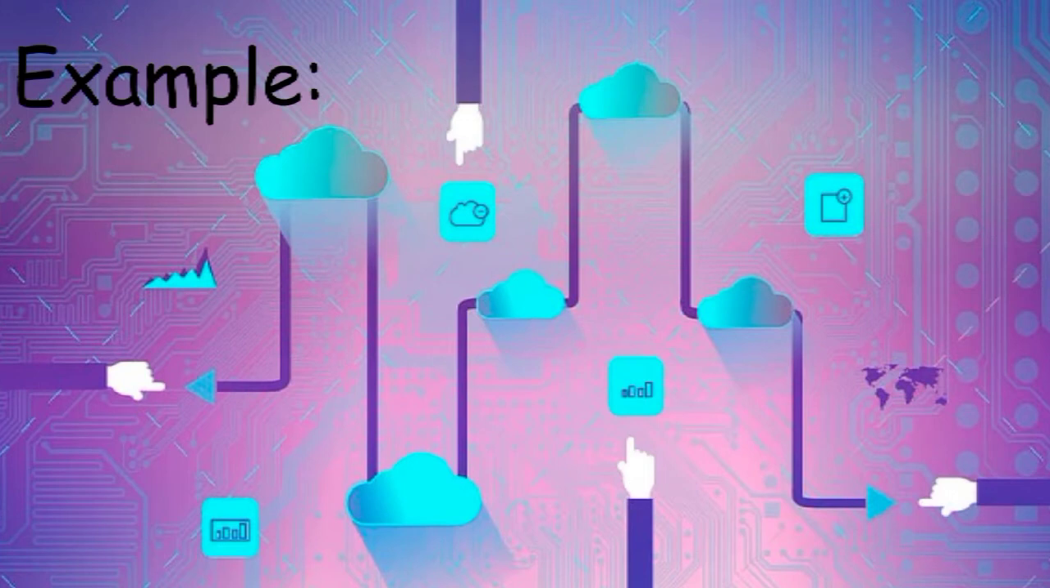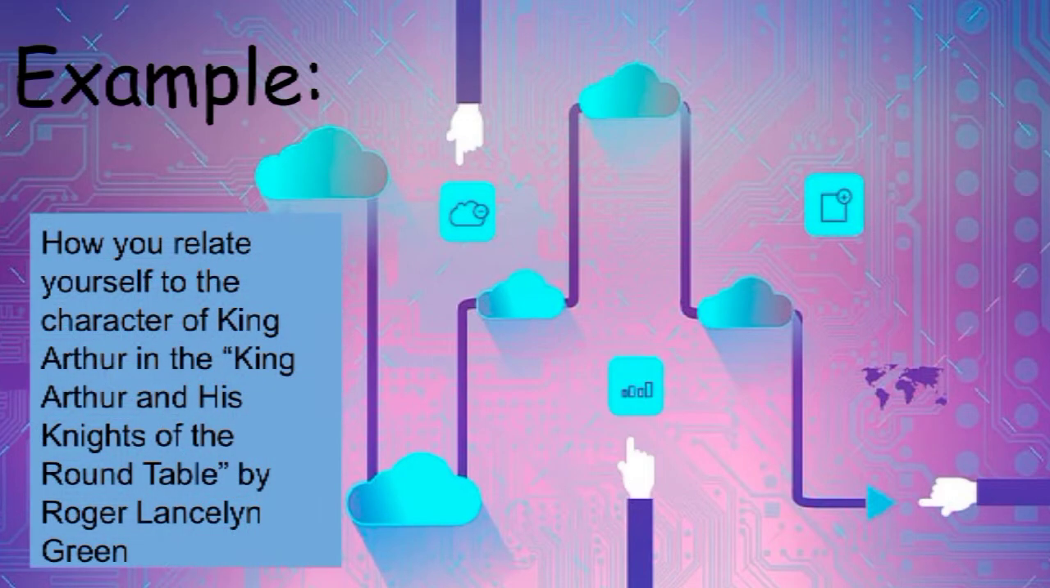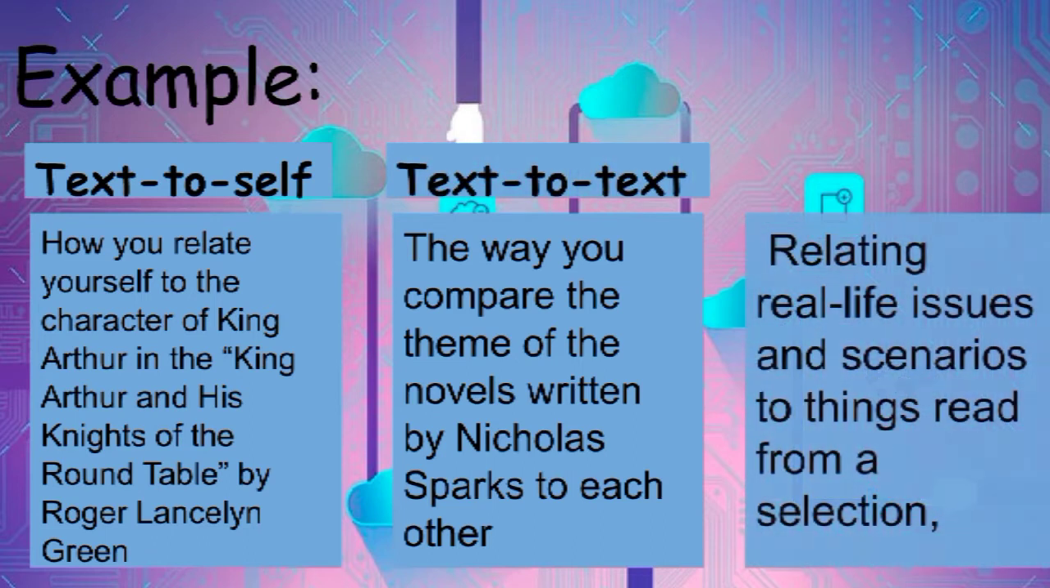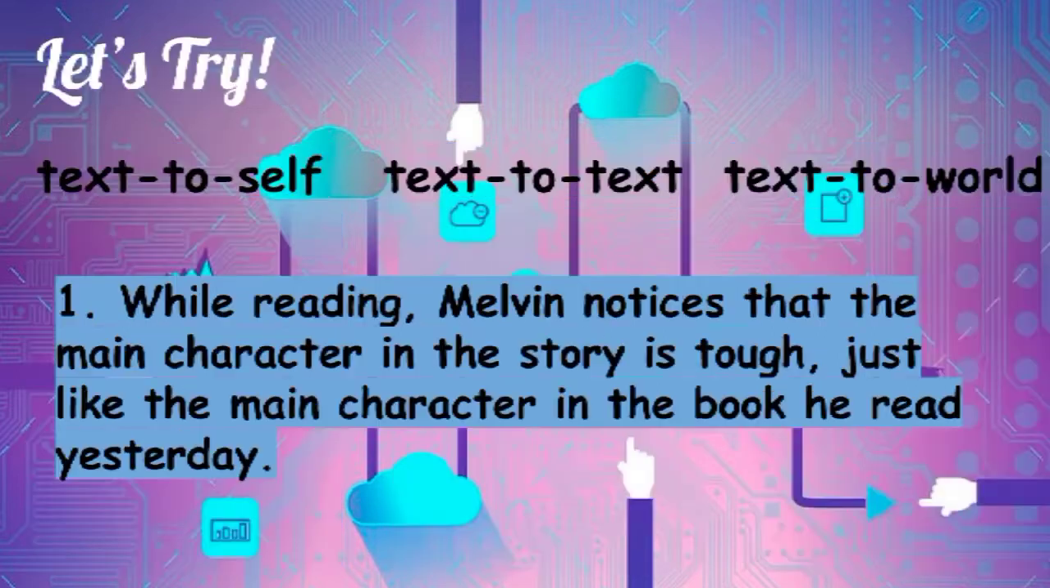So for example, how you relate yourself to the character of King Arthur in King Arthur and His Knights of the Round Table by Roger Lancelyn Green is a text-to-self connection, while the way you compare the theme of the novels written by Nicholas Sparks to each other is a text-to-text connection. Last, relating real-life issues and scenarios to things read from a selection, on the other hand, is a text-to-world connection.